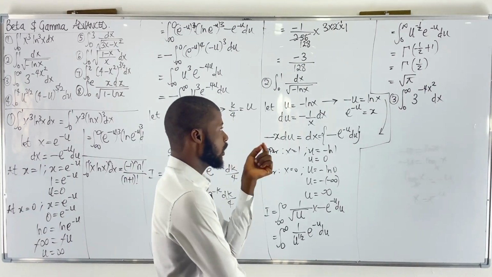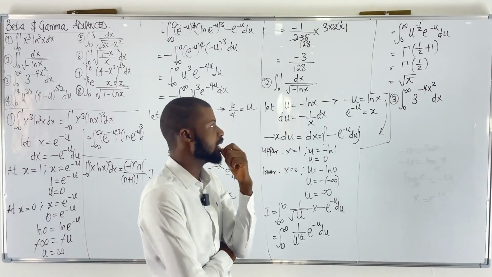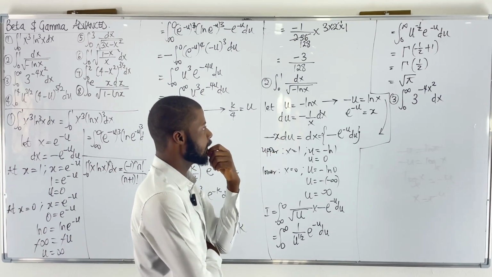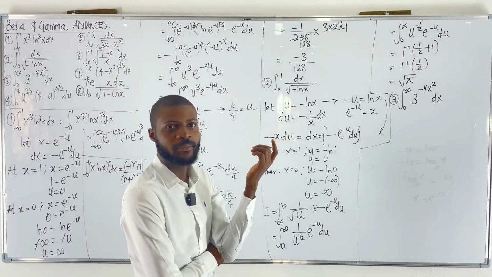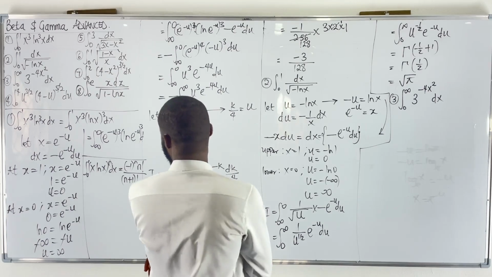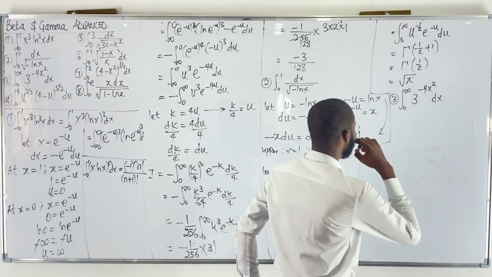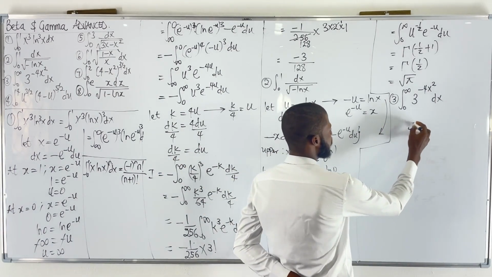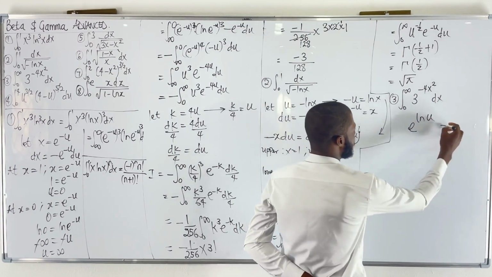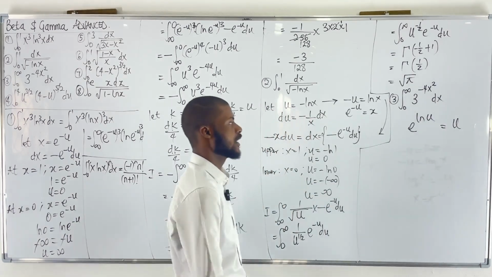Okay, now when you look at this problem, the first thing to notice is that there's no exponential and no ln, but I know that I can use one of the properties to solve this problem. So I know that if I take e to the power of ln of some number u, my answer is still u.